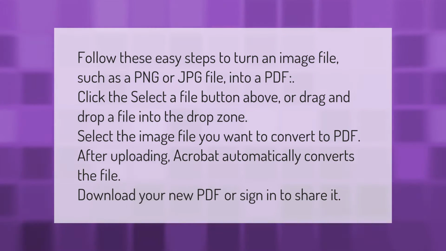Follow these easy steps to turn an image file, such as a PNG or JPG file, into a PDF. Click the Select a File button above, or drag and drop a file into the drop zone. Select the image file you want to convert to PDF. After uploading, Acrobat automatically converts the file. Download your new PDF or sign in to share it.